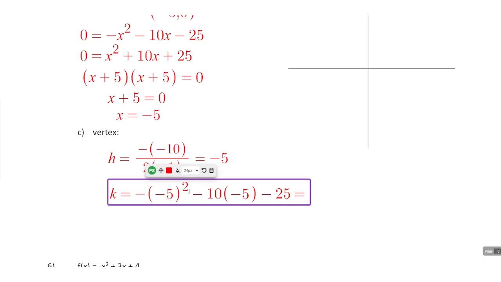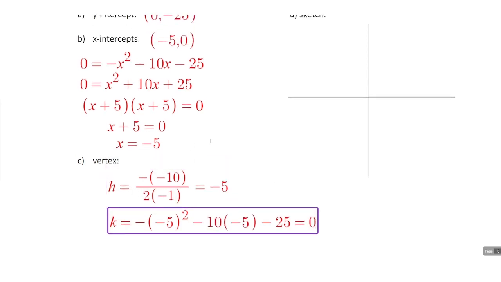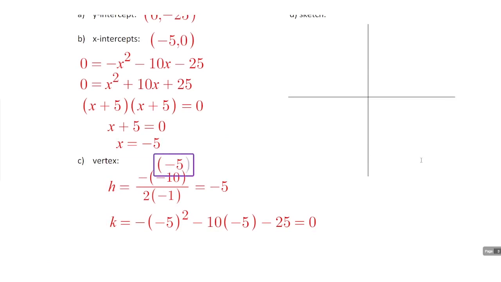So let's just make sure that is what it is. Negative 25 is negative 50, plus 50 does come out to be 0. So my vertex is in fact at negative 5 comma 0, which is what I was expecting, so this is all good.